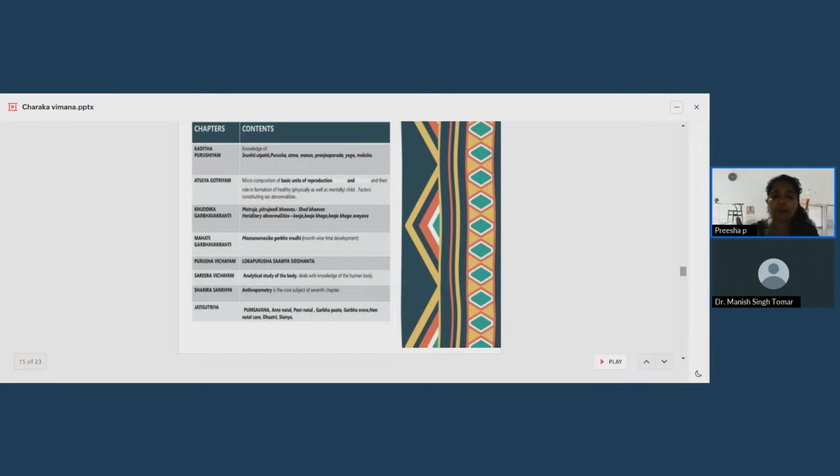When the important aspects of antenatal and postnatal care and the Pumsavana Karma are explained, the Jatisutriya chapter of Charaka Sharira is given importance. Jatisutriya is important because Pumsavana, antenatal and postnatal care are explained there.